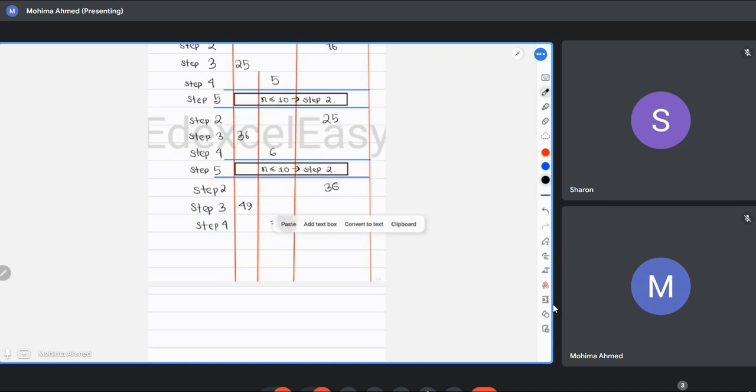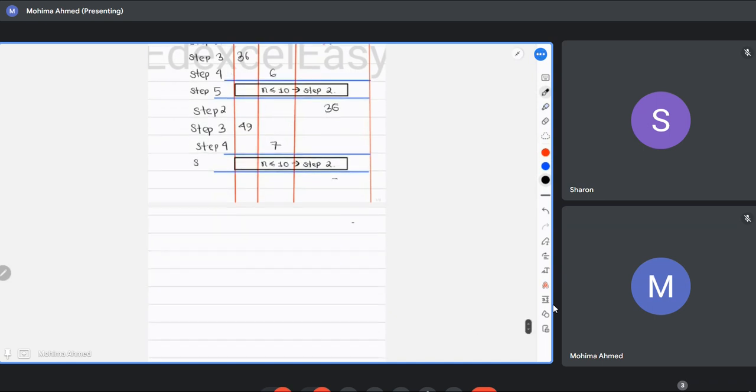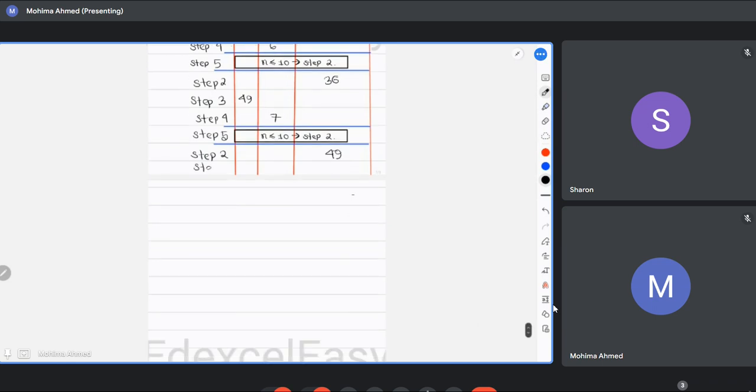Still less than 5, so still less than 10. So I'm just going to write this, that n is still less than equals to 10. So we're going to go back to step 2 again. This is step 5, then step 2 is print A, which is 49. And then step 3, this is going to be the new value for A, 49 plus 2, 7 plus 1, which is going to be 64.